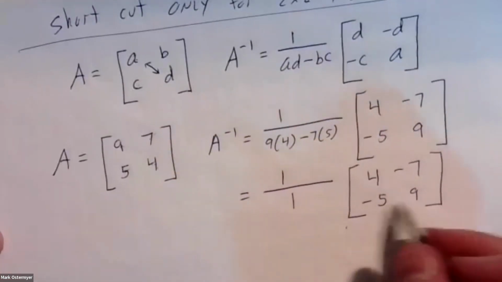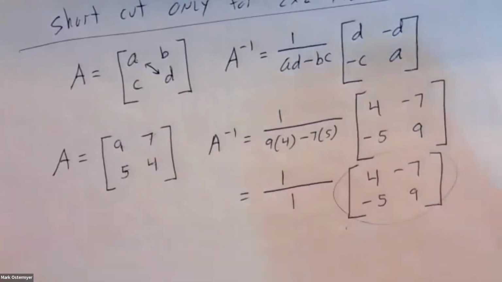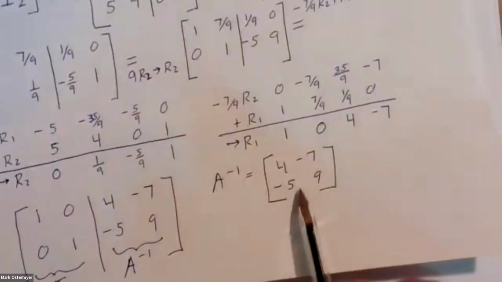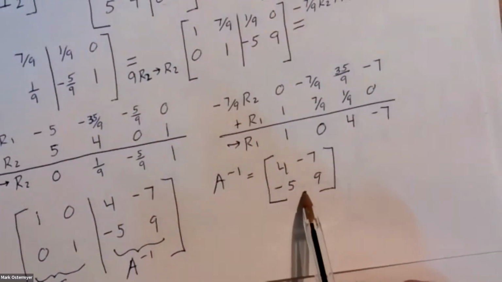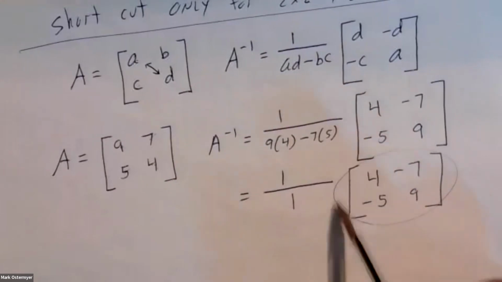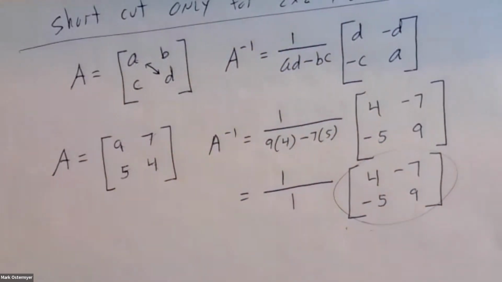Okay, 1 times this is this. That's the same matrix we got right here by using elementary row operations. You understand that there? That's a shortcut. That shortcut only works for 2x2 matrices though. Don't try to use it with a 3x3 or 4x4. It's not going to work.